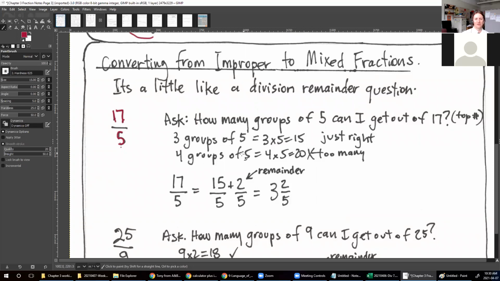And then if I take 4 groups of 5, that's 20. I don't have 20 to take out, so I have to stay with 3 groups.